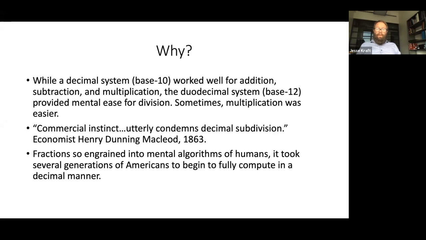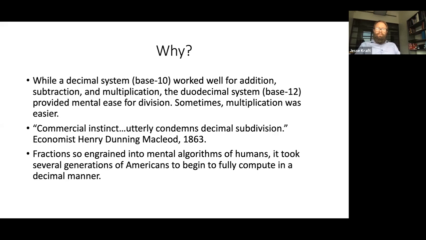Really, the duodecimal system and fractions are what humans calculated in for centuries and millennia prior to this. So the decimal system really was just a complete oddball when it was introduced in the late 18th century, and it wasn't something that people could just all of a sudden begin to calculate in just because the United States enacted a law that said that's how we now calculated our coins. And as I showed, it took, again, several generations for that to become a reality.